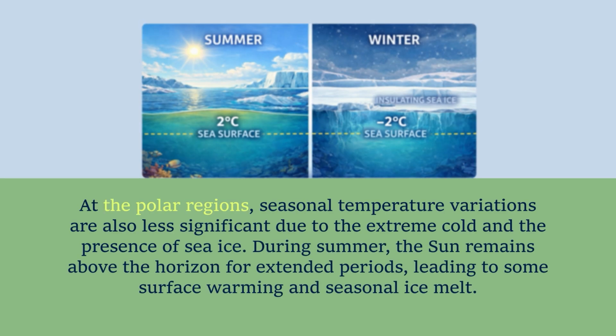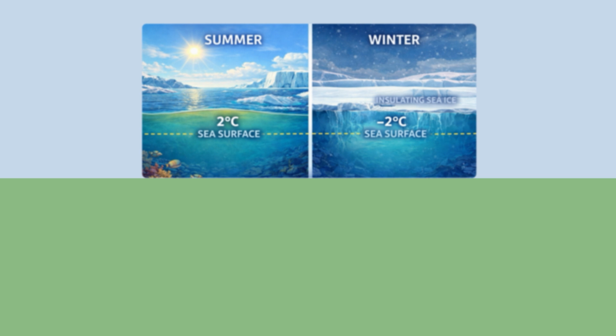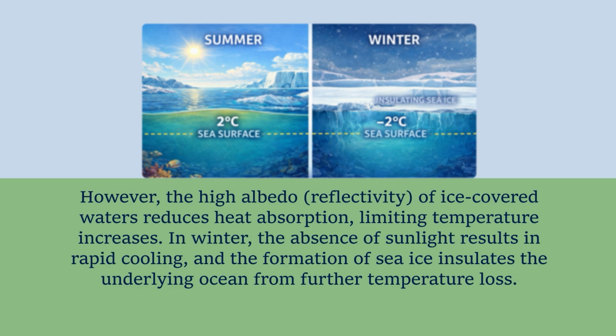Now, in polar regions, the seasonal temperature variations are also less significant due to extreme cold conditions prevailing there and the presence of sea ice. During the summer, the sun remains above the horizon for an extended period, leading to some surface warming and seasonal ice melt. However, the high albedo, or reflectivity, of the ice-covered waters reduces heat absorption, limiting temperature increases.